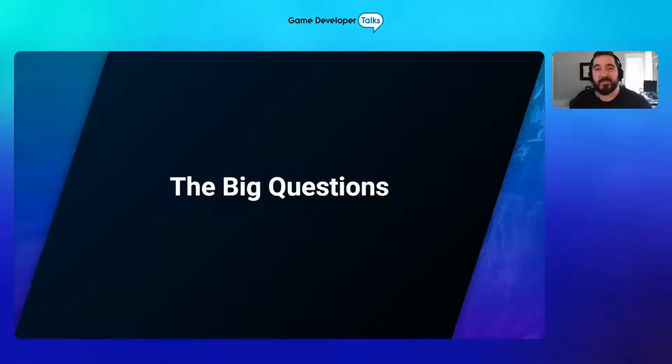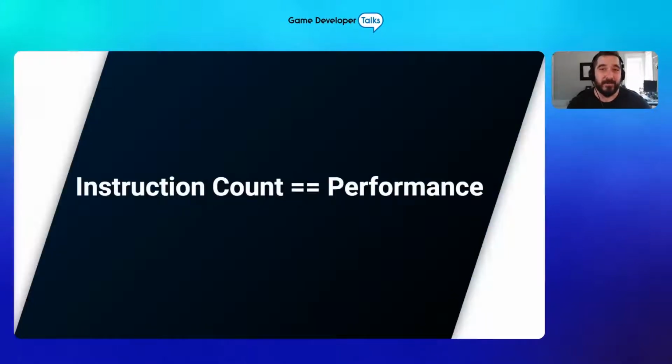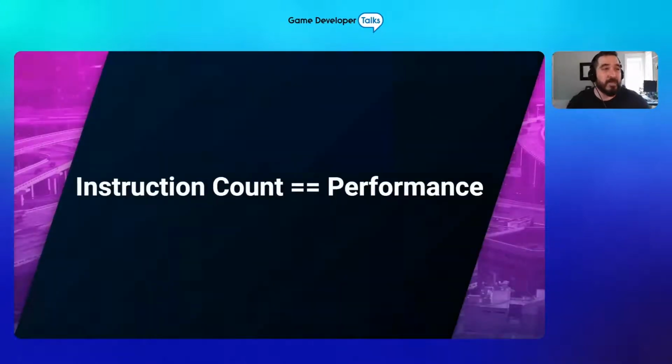Of course, the next big question is, how are we going to measure and test all of these things? And that's a great question I'd love to tell you about, because in order to do that, we have to tackle the first big myth, that instruction count is a good measure of performance. This is perhaps the most pernicious myth in shader and material development.